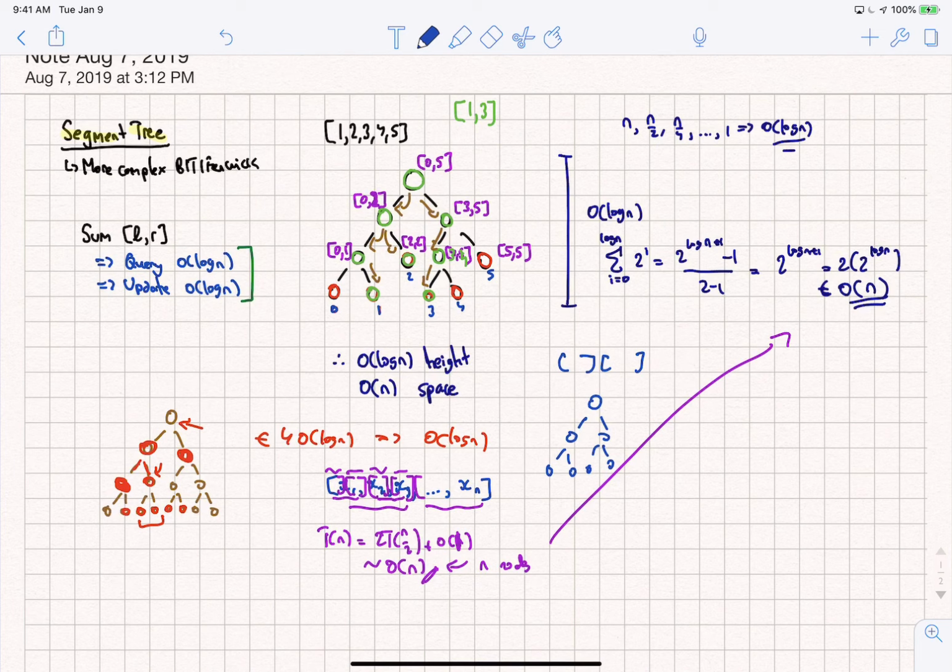So yeah, this is the intuition behind the get sum, the construction of the segment tree. The update follows directly from the get sum. And yeah, you can just combine these now, and then you get log n time complexity for all the operations.